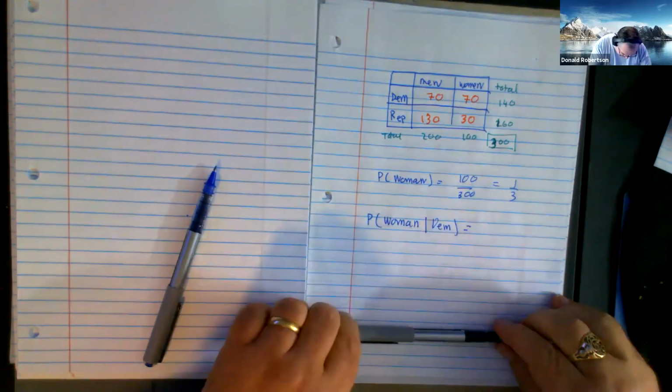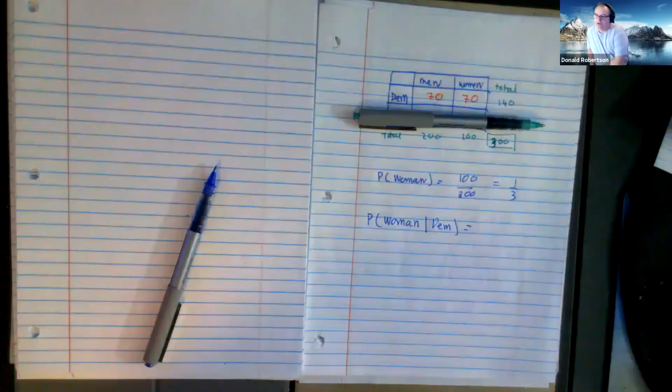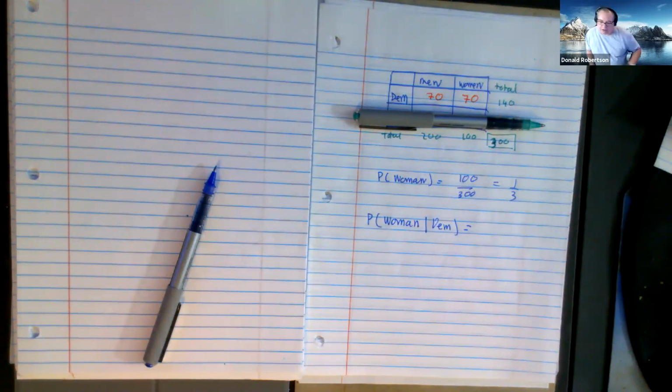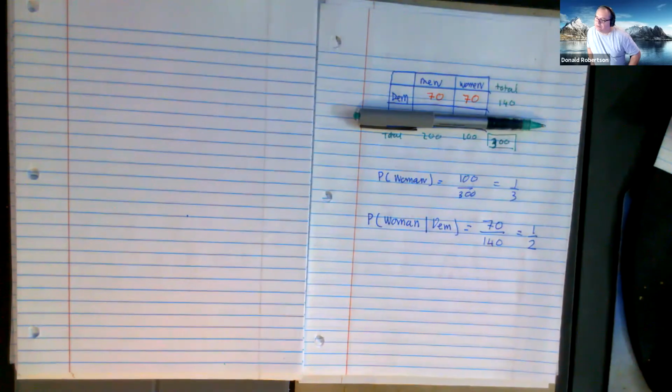If I tell you that it's a Democrat, doesn't the data just become that top row now? And so how many of that 140 were Democrat voters? And the answer was 70. And so that is a half. Agreed?